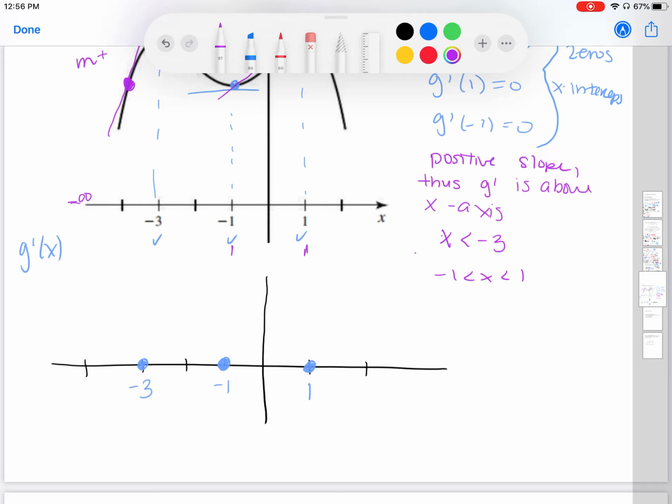So from negative infinity to -3, it's going to be above the x-axis. And between -1 and 1, it's going to be above the x-axis. I'm not sure what's happening exactly, but I know it's above. So we're blindly graphing.